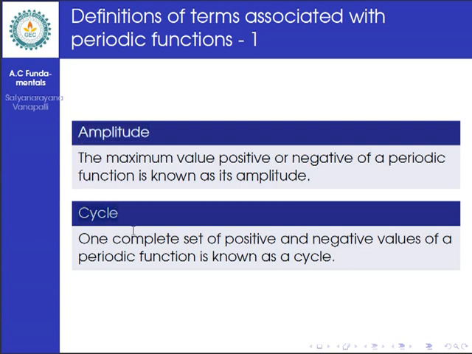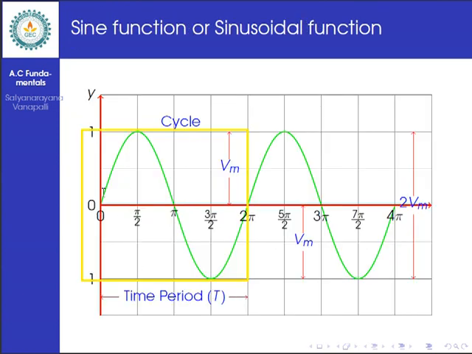Next, cycle. What is meant by a cycle? One complete set of positive and negative values of a periodic function is known as a cycle. So here, if you observe the waveform, I have drawn a yellow color box surrounding a sine wave. After 2 pi, when theta is greater than 2 pi, the function value becomes positive and these values are getting repeated. From 0 to pi the values of the sine function are positive, and from pi to 2 pi the values of the sine function are negative.